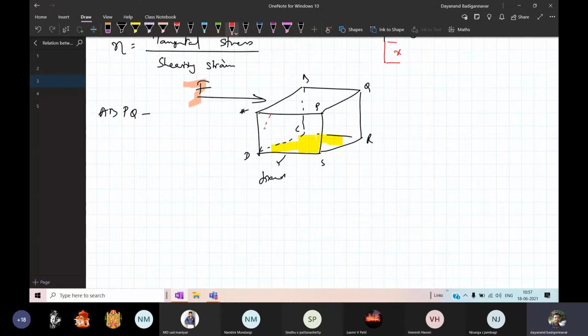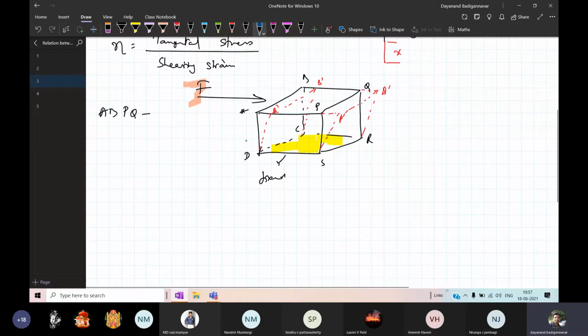So it will move from A to A dash, B to B dash like this. Got it? And here this P will move to P dash and this Q will move to Q dash. Okay. So if I draw a line, it looks like this. Hope the picture is clear. Okay. And there is a shearing effect.